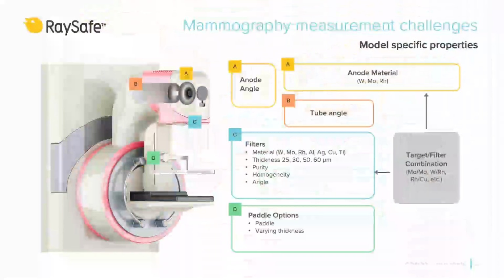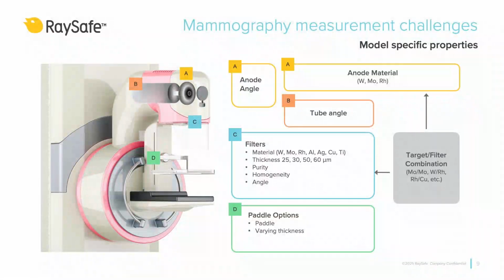To answer that, let's have a look at a generic mammography machine and how the different parts can vary between models. At the top, we have the anode, where the X-rays are created. The anode discs may have different angles depending on required beam quality. The anode material will of course also affect the output. The angle of the tube itself is also varying between models.